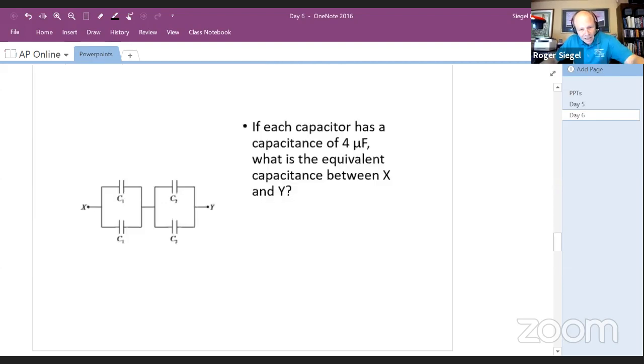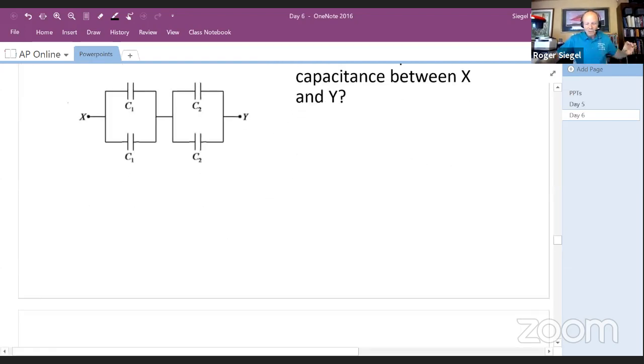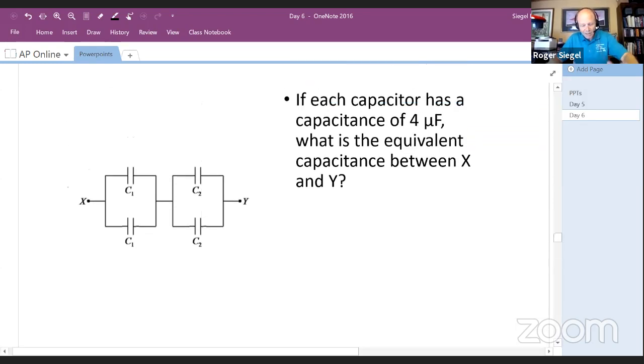Now, I love doing problems like this. These are some of my favorite ones. And these are how we treat capacitors when they're in series and when they're in parallel. So if you remember from the work we've done before, all right, let me see, is that working? Okay, great. So let's look at these capacitors. Each capacitor has a capacitance of 4 microfarads. What is the equivalent capacitance between X and Y?